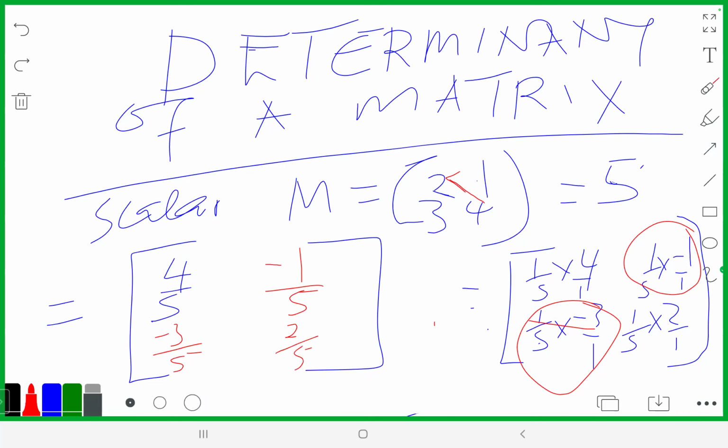So this is your what? Your inverse. Is that clear? This is the inverse of a matrix. Did you get the steps?